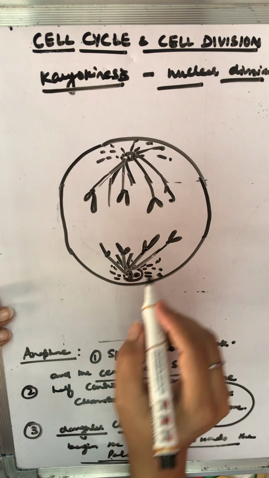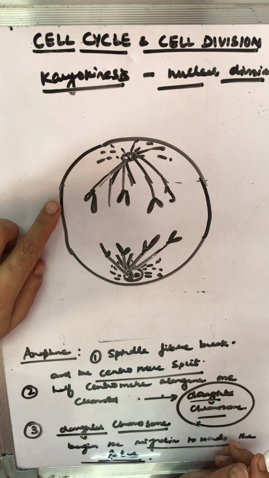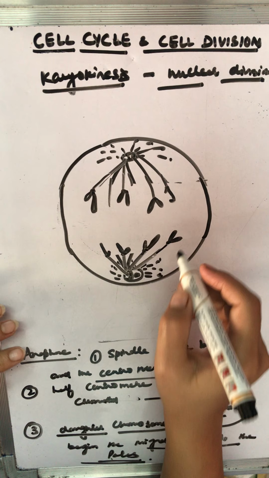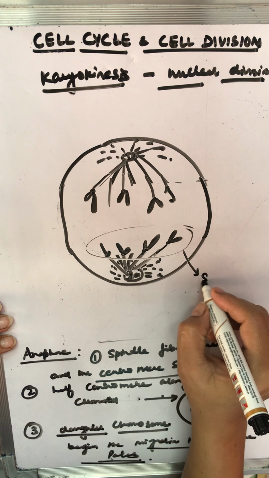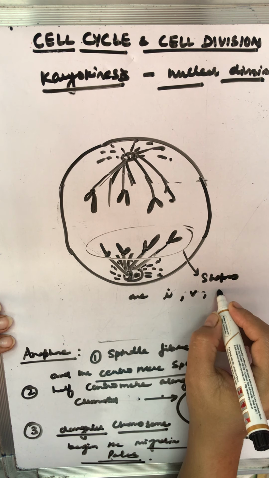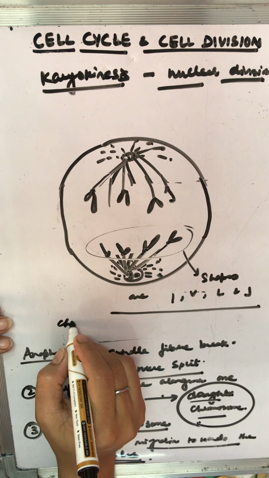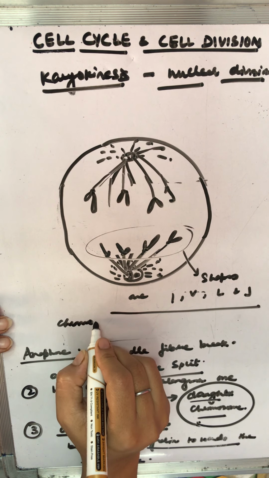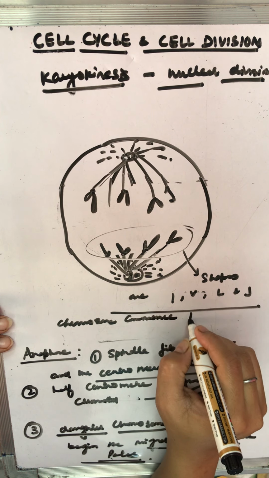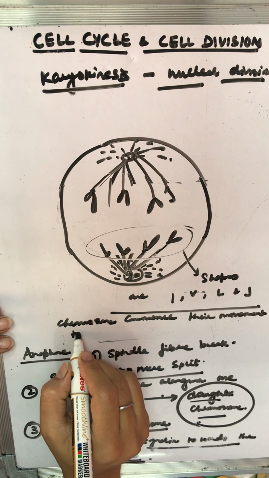So, basically we have to look for this thing, that whenever the centromere splits and the chromatids separate, they commence their movement towards the opposite poles. They show various shapes. Shapes are I, V, L and J. So these are the shapes in which all the chromosomes commence their movement towards the opposite pole.